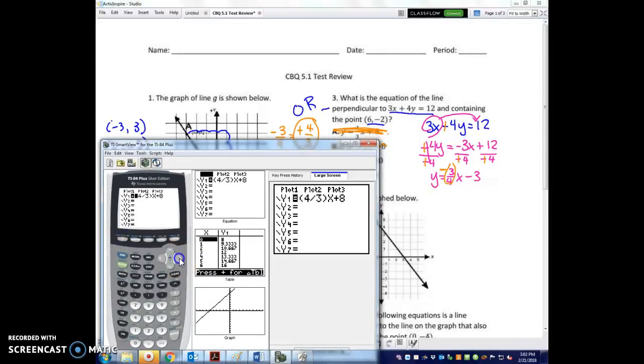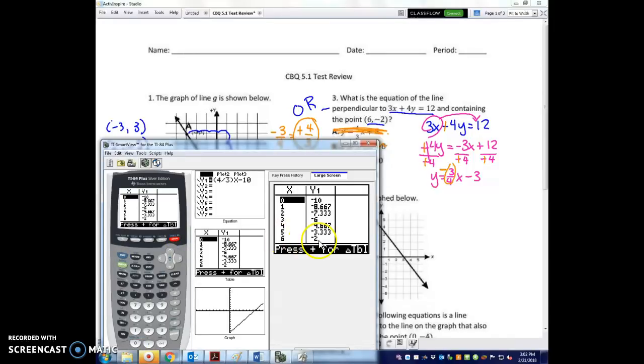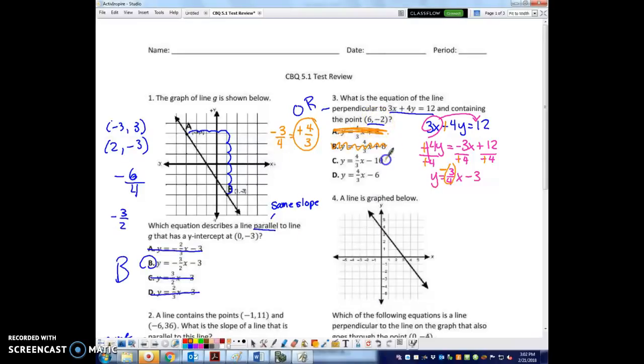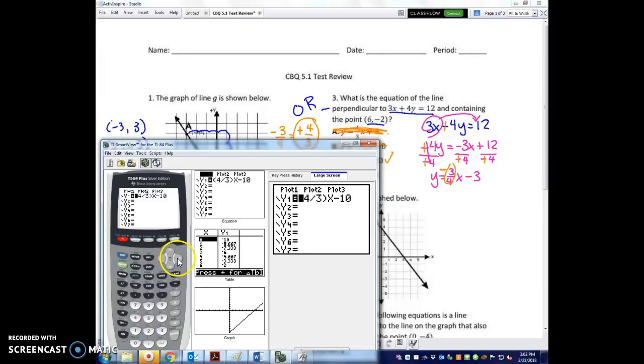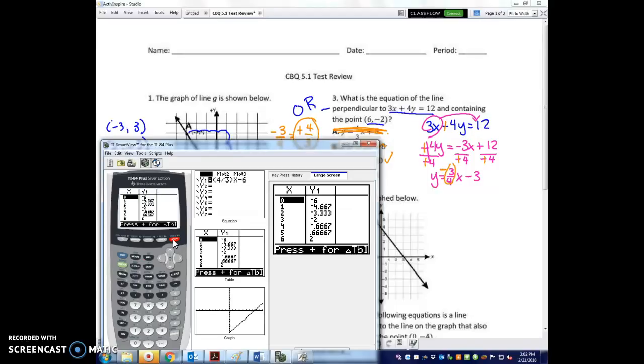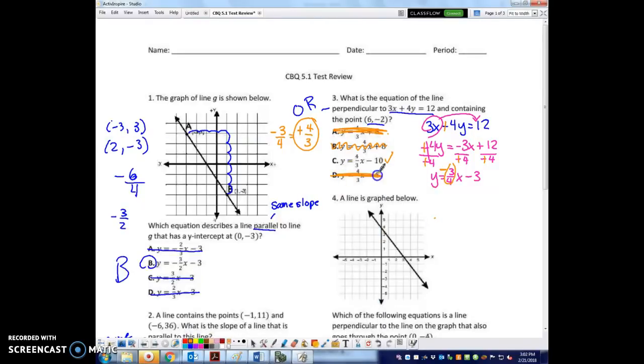So it's the same slope with just -10 instead. Go to the table. Does it have (6, -2)? Yes, it does. So we'll put a check mark there. Test the last one. Same slope, minus 6. Go to the table. Is it (6, -2)? Nope, it's (6, positive 2). So C is your answer.